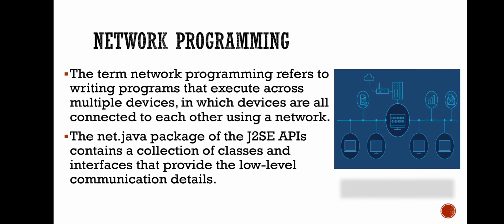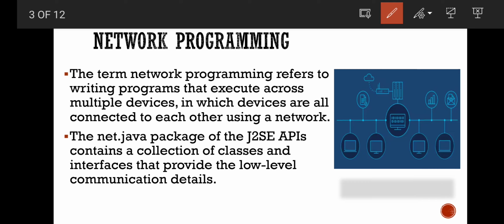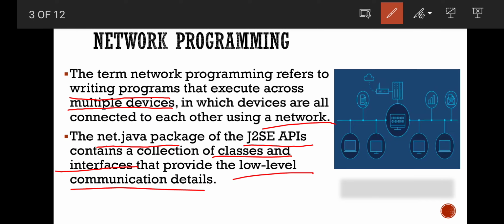So firstly we are learning what is network programming. Network programming is writing programs which execute across multiple devices, and those devices are connected to each other using a network. So the Java net package of J2SE APIs contains a collection of classes and interfaces. This also helps to provide low level communication details.